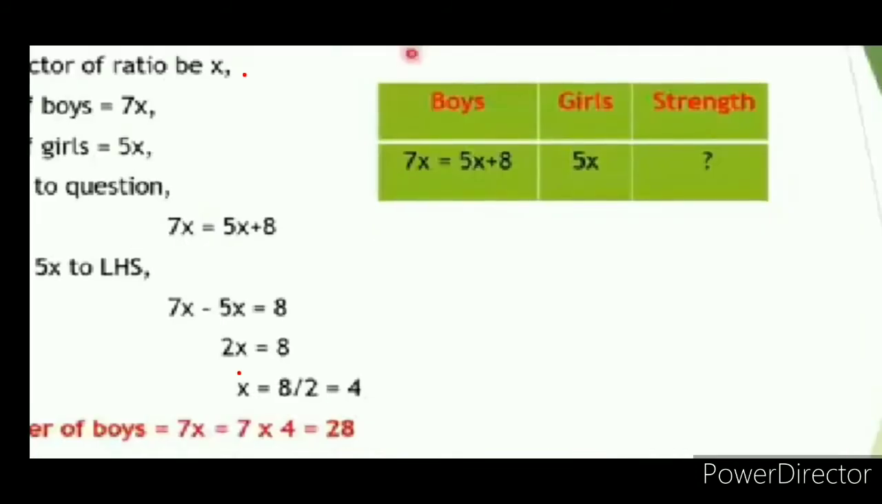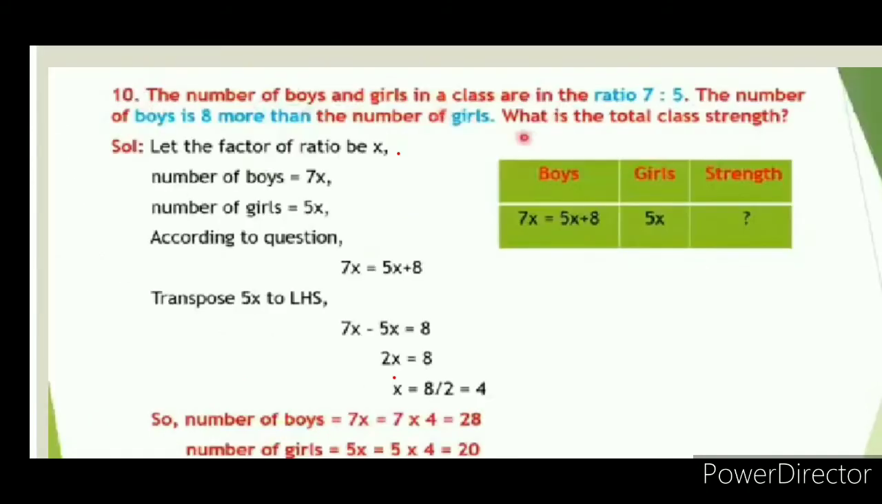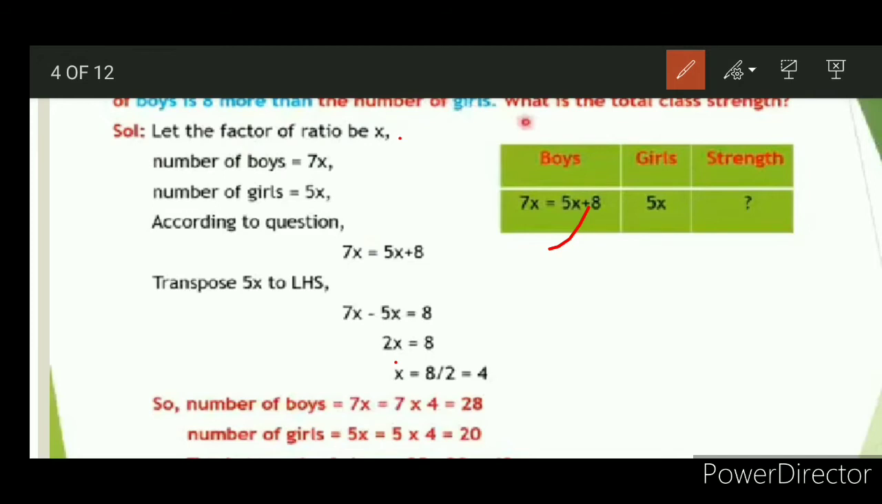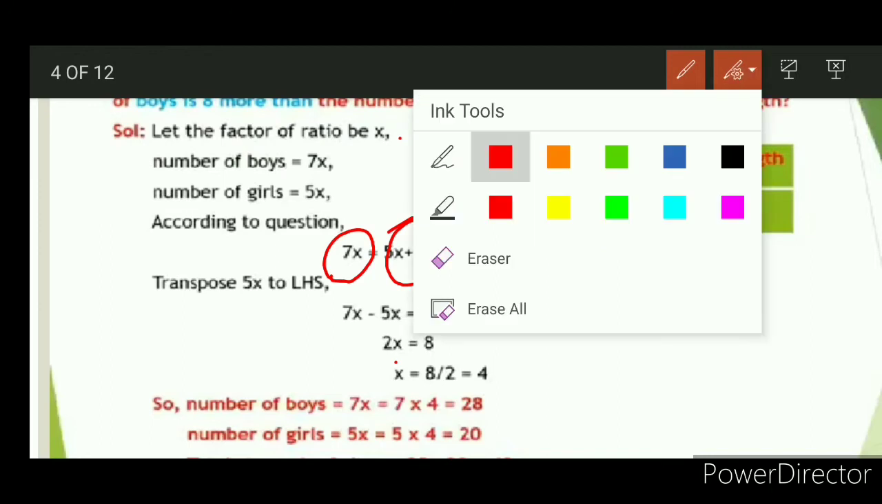Look at this table. Girls and boys strength it is given. Girls strength is 5x. Boys strength depends on girls strength. If we add 8 more to girls, we will get boys. Yes. Now this is our linear equation: 7x equal to 5x plus 8. 7x is boys strength. 5x plus 8 is also boys strength. Both are equalized and giving the linear equation. Now we'll solve it.